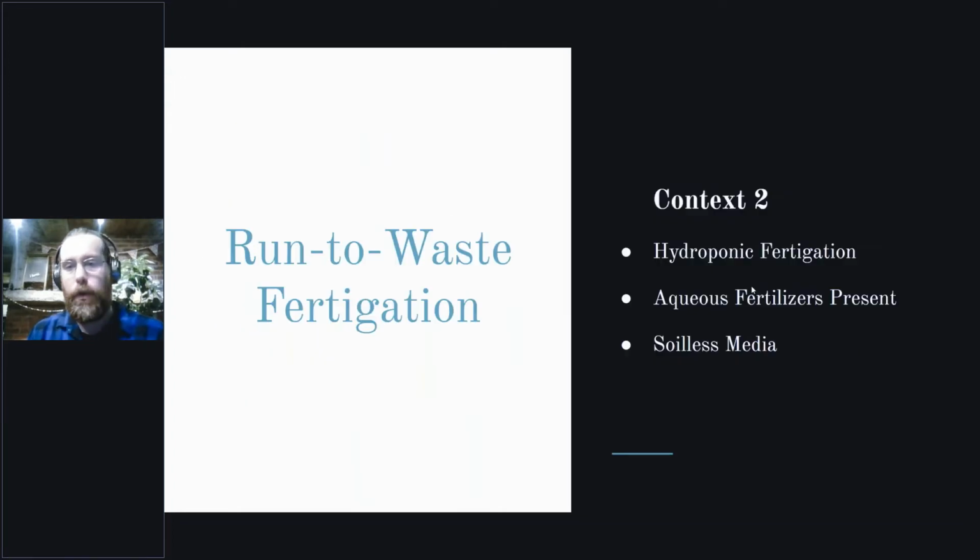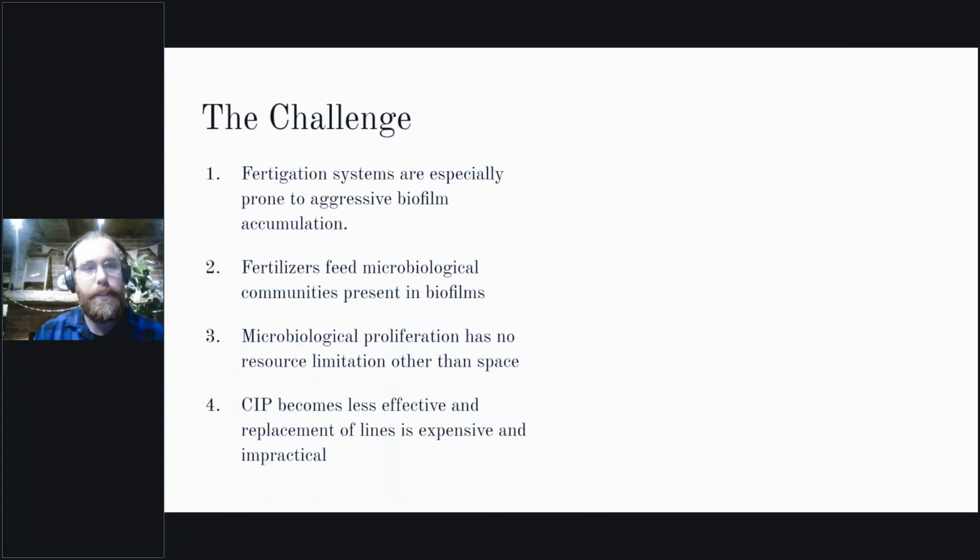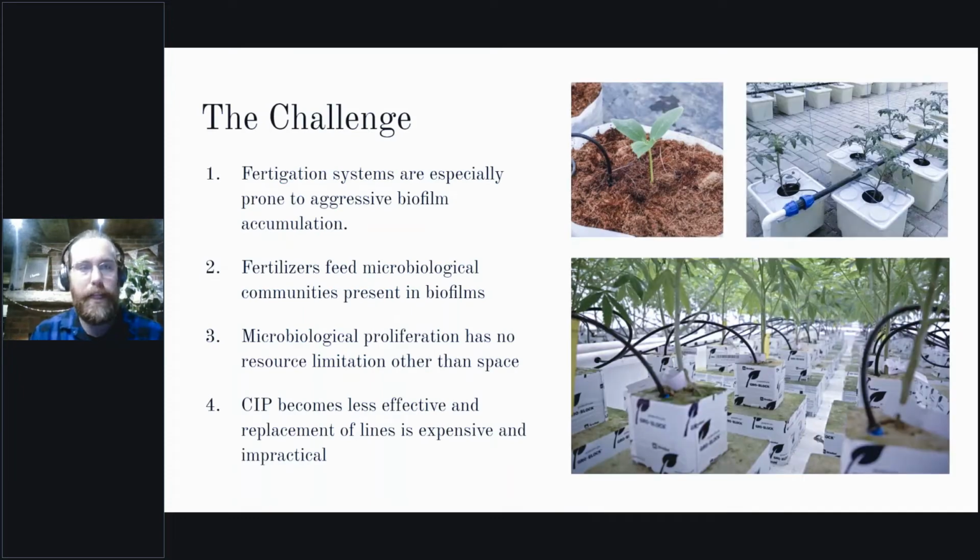The second context we're going to look at is the run-to-waste fertigation system. And so this would be hydroponic fertigation where the aqueous fertilizers are present, primarily in soilless media. And so these systems are especially prone to aggressive biofilm accumulation because the fertilizers are present. They can feed the microbiological communities. And so there is no resource limitation other than space to colonize within the pipes.